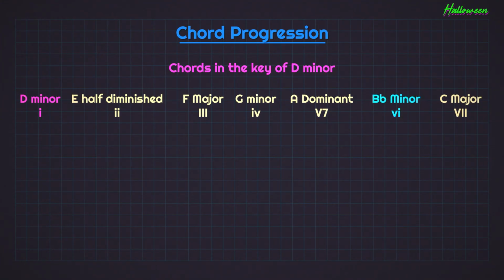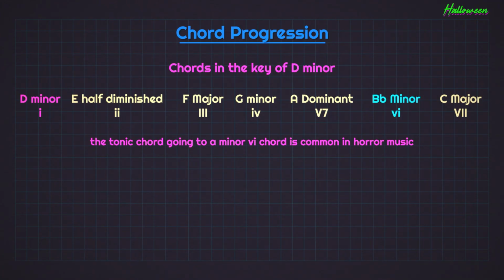And here's a top tip. The tonic 1 minor chord going to a minor 6 chord is common in horror music. Here's a chord progression using just the D minor and B flat minor chords.